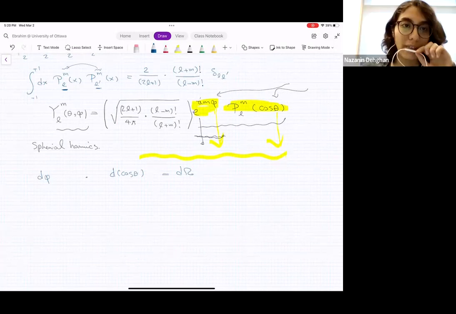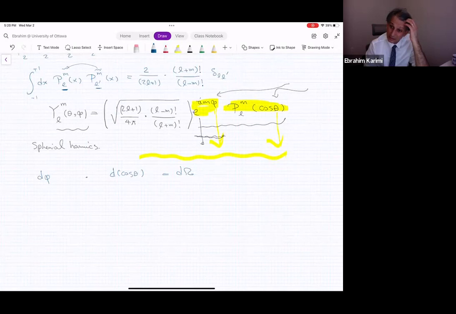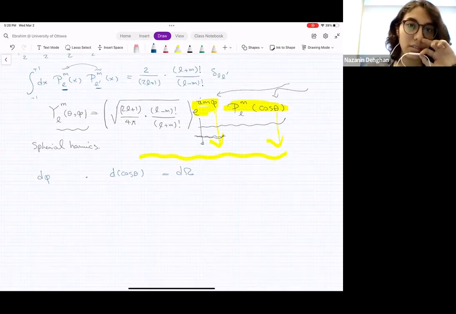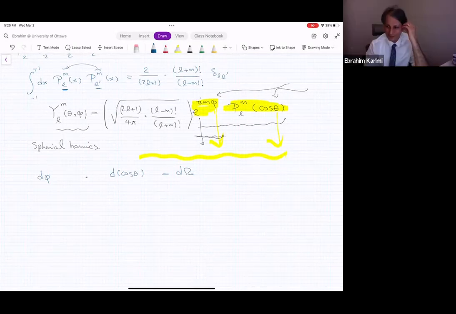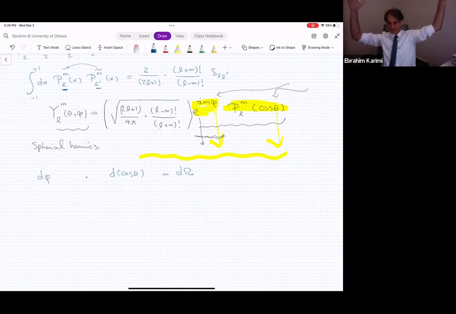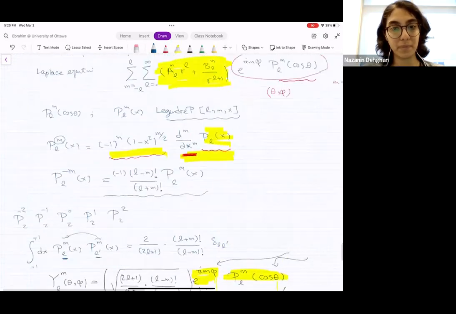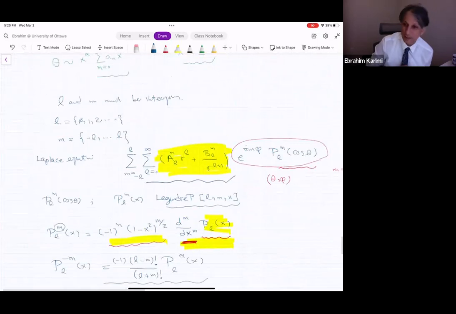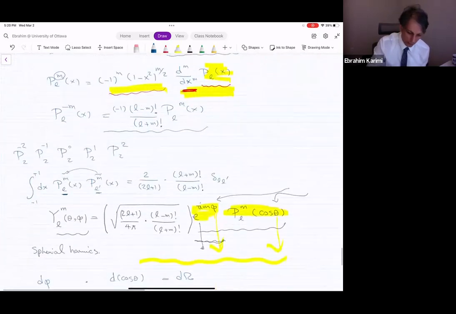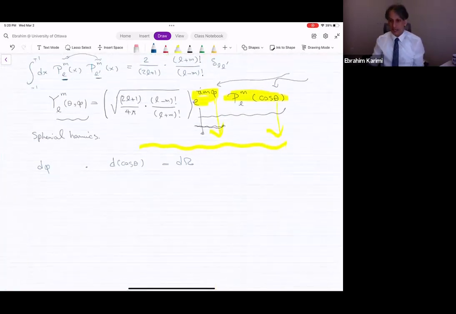Shouldn't we also have like an r squared somewhere? No, this is independent. There's no functionality of r. This is only related to how you see a sphere. There's no r at all. r is here. It is only related to the solid angle.